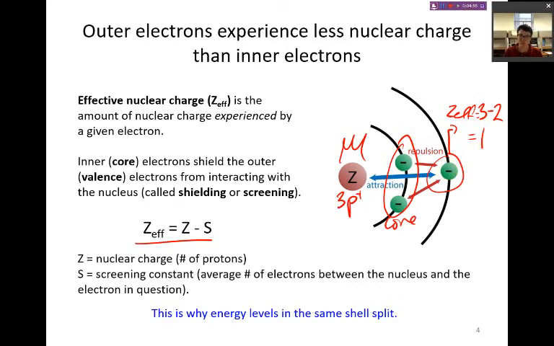Now if we wanted to find the effective nuclear charge of these electrons, we take the number of protons minus the number of electrons that are screening them. There are none in between them and the nucleus. And electrons within the same shell do not screen each other. So that's 3 minus 0, or 3. And so we can see that there is a higher effective nuclear charge for the core electrons versus the outer electrons. And this is going to be very important to understanding periodic properties.